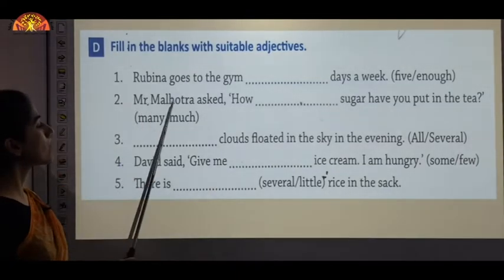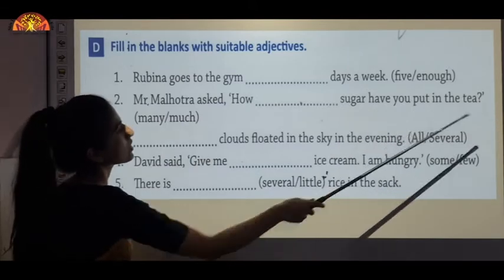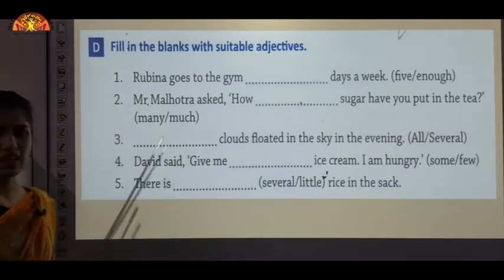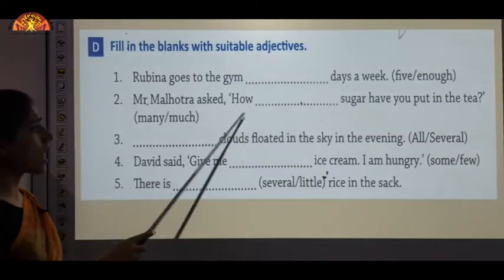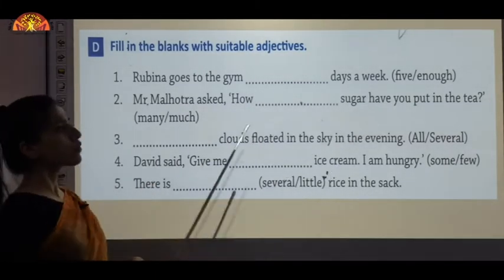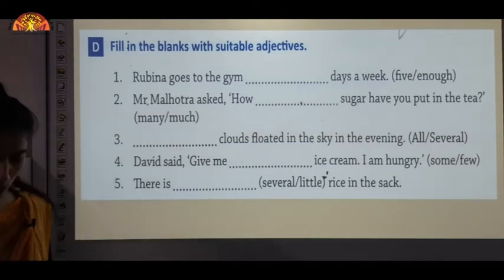Second is, Mr. Malhotra asked, how dash sugar have you put in the tea? How many? Can you count sugar? No. So we will be using much over here. How much sugar have you put in the tea? So now the rest will be done like this only.